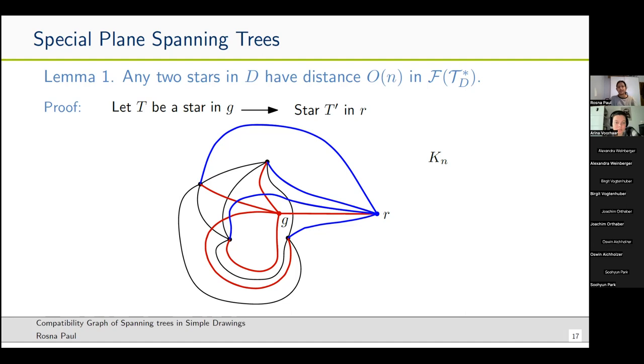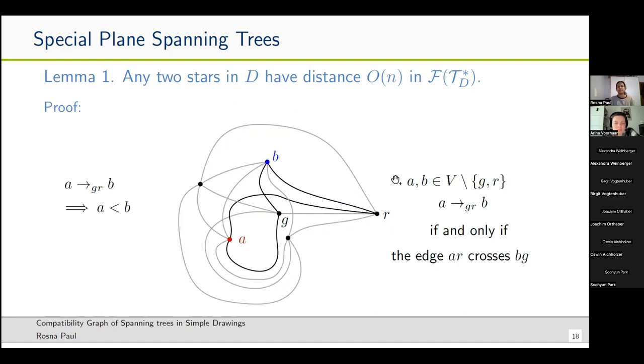For that, I define some ordering on the vertices of my complete graph Kn. Like this. If you take any two vertices A and B other than G and R, which are the centers of the stars, I say A is related to B if and only if AR is crossed by BG.